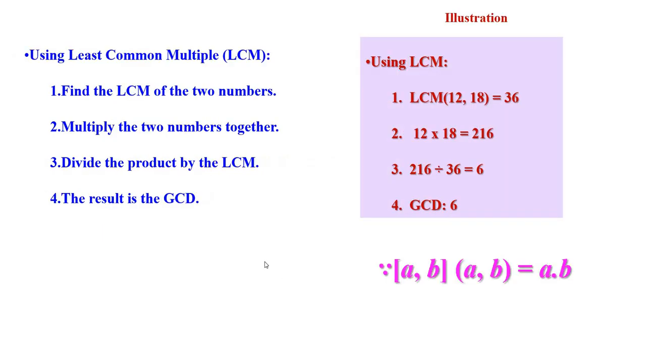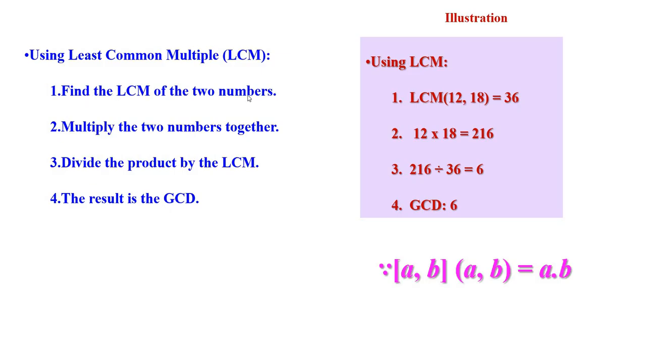And the next one is a very famous result: if you are given two numbers A and B, then the product of A and B equals the LCM of A and B times the GCD of A and B. So if you want to find the GCD, divide this product by the LCM, and you get the GCD. That is what is explained here.